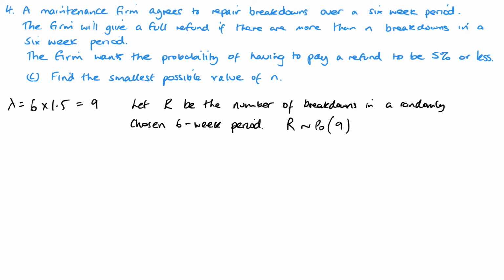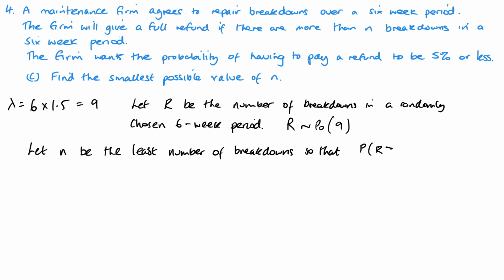Now, N is going to be the least number of breakdowns such that it will be less than or equal to this 5%. Looking back in the question, if there are more than N breakdowns, we're looking at the probability where R is greater than N, and that needs to be less than or equal to 0.05. So that's what we've got to work with. Let me write this down again: R greater than N, less than or equal to 0.05.